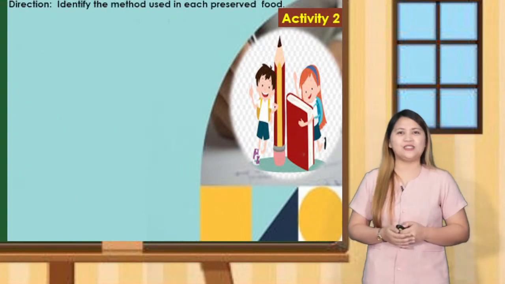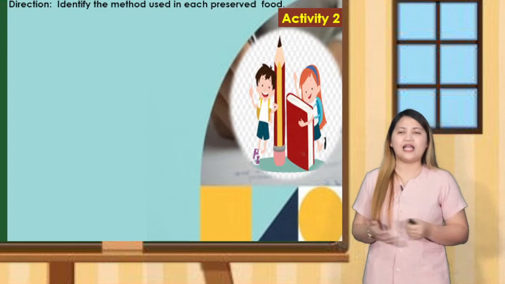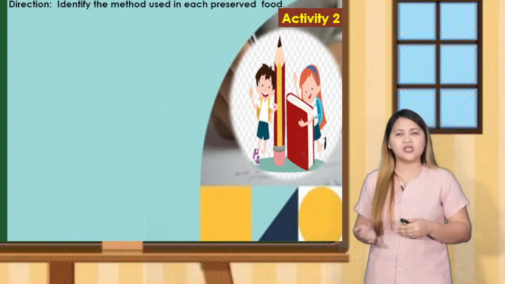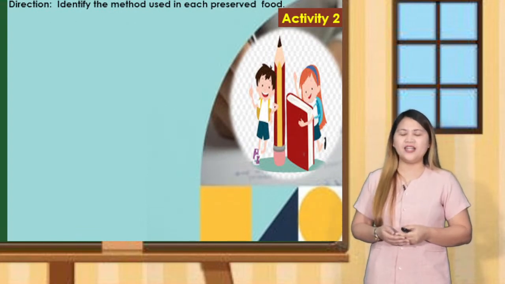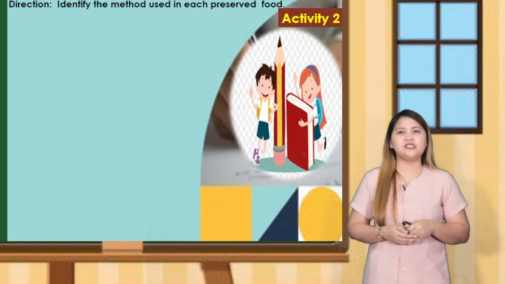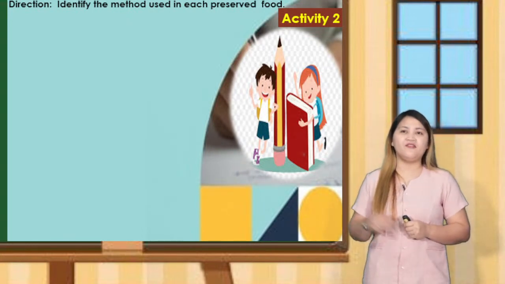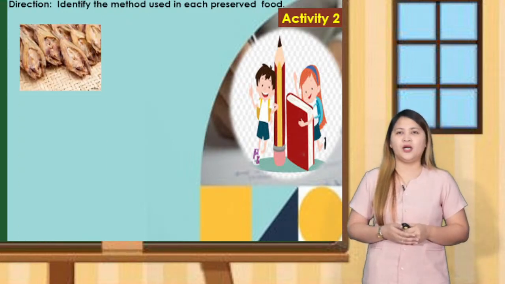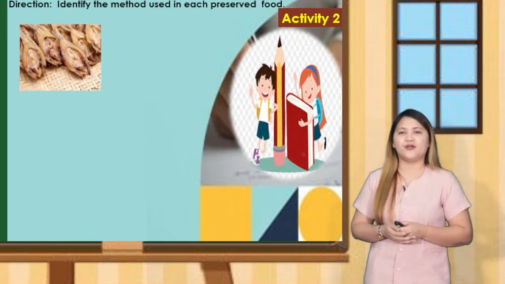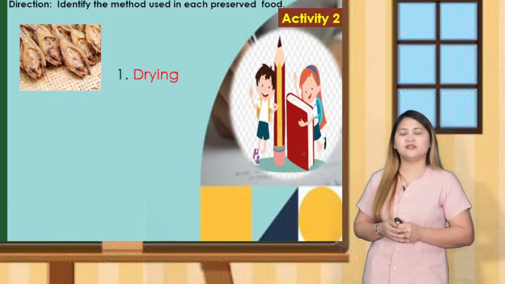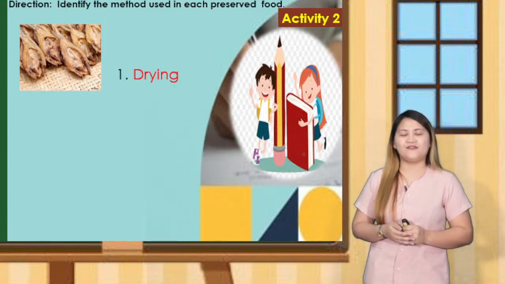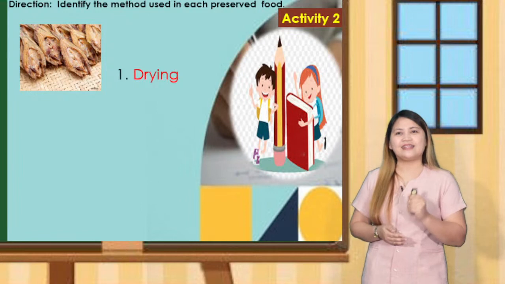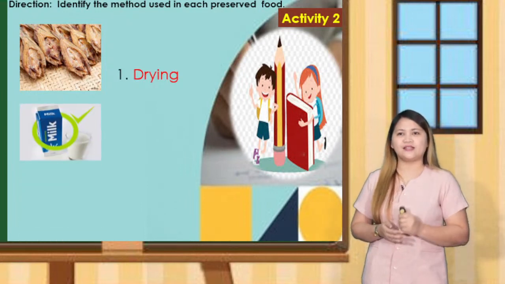Let's now proceed with the second activity. You're going to identify again what method was used for the preserved food, but this time only sample pictures of the food will be flashed on your screen. For the first one, what method is being used? They used drying. Yes, very good. How about the next one?